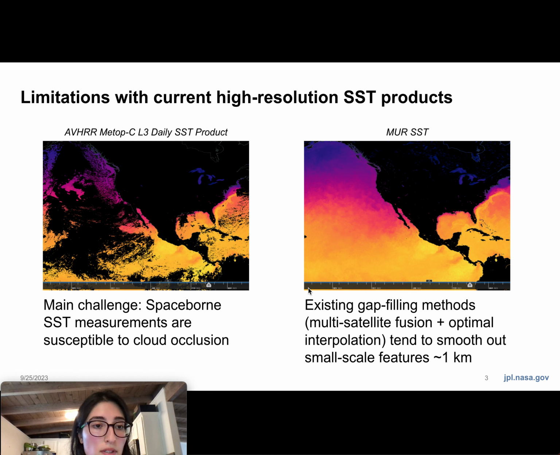Current methodologies to fill the gap include fusing data between multiple optical satellites, optical interpolation algorithms, and using data from different points of time. The culmination of these methods is the MUR SST product on the right. Even with that product, when you go to finer grain detail, there's a lot of aliasing and smoothing that happens. One algorithm that we looked at to solve this issue is the masked autoencoder.